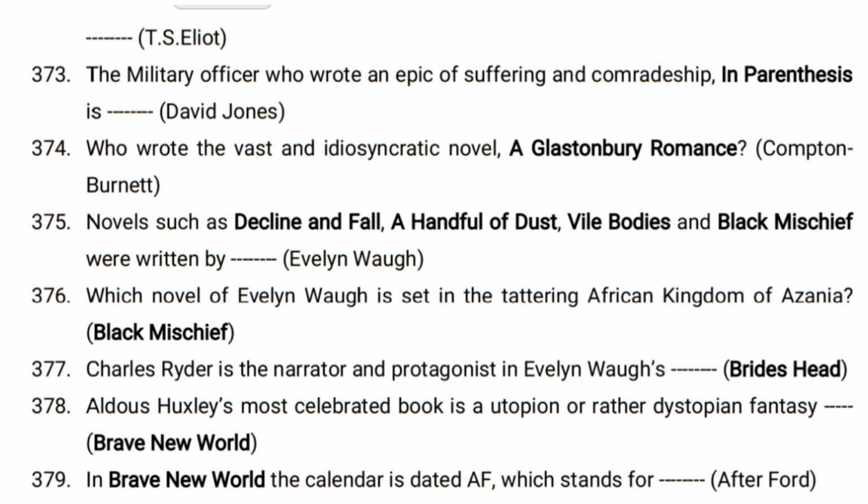Novels such as Decline and Fall, A Handful of Dust, Vile Bodies, and Black Mischief were written by Evelyn Waugh. Which novel of Evelyn Waugh is set in the tottering African kingdom of Azania? Black Mischief. Charles Ryder is the narrator and protagonist in Evelyn Waugh's Brideshead Revisited. Aldous Huxley's most celebrated book is a utopian, or rather dystopian, fantasy, Brave New World. In Brave New World, the calendar is dated AF, which stands for After Ford.